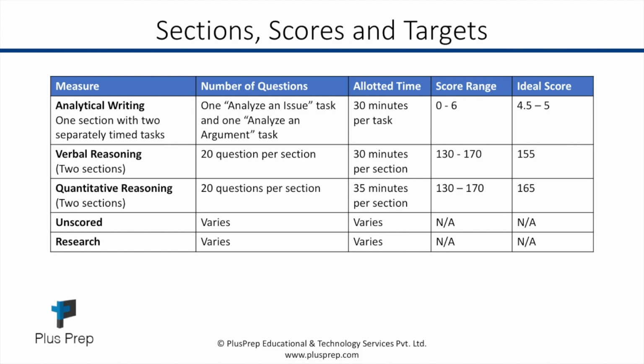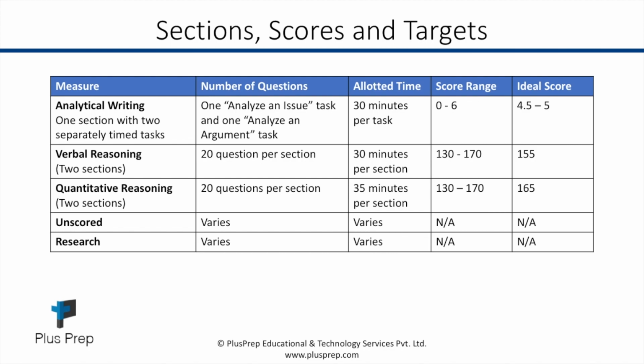Quantitative reasoning also has 2 sections with 20 questions each, but a little bit more time per section than verbal, exactly 35 minutes per section. Again, the score range is the same as verbal, but your target score should be a little above that of verbal. A target score of 165 out of the possible 170 is definitely possible with strategized preparation, especially if you're from a mathematical background or if you're an engineering student.